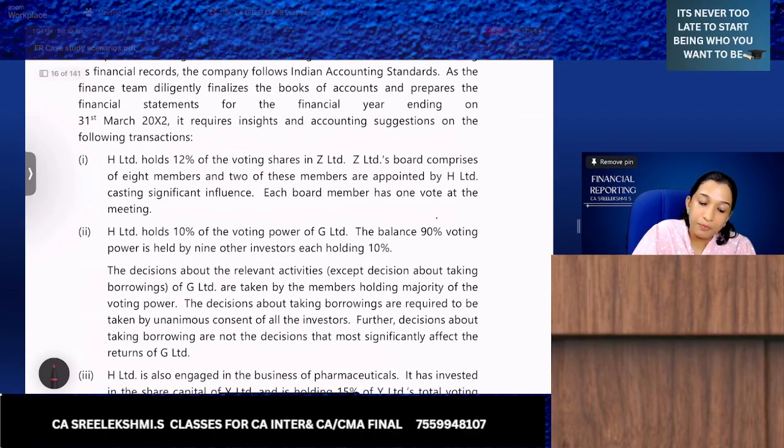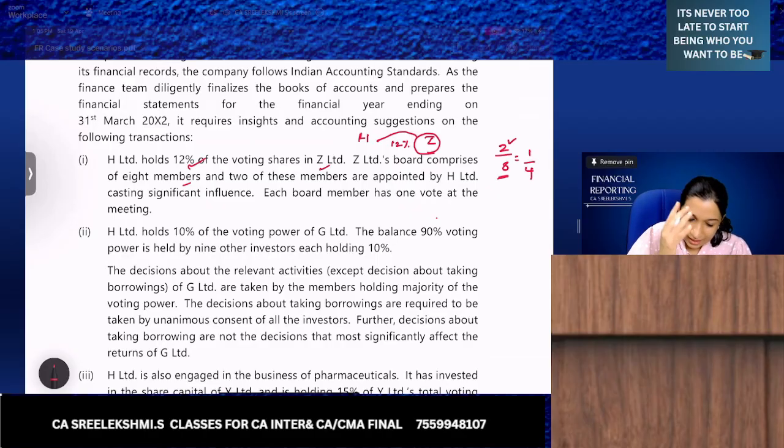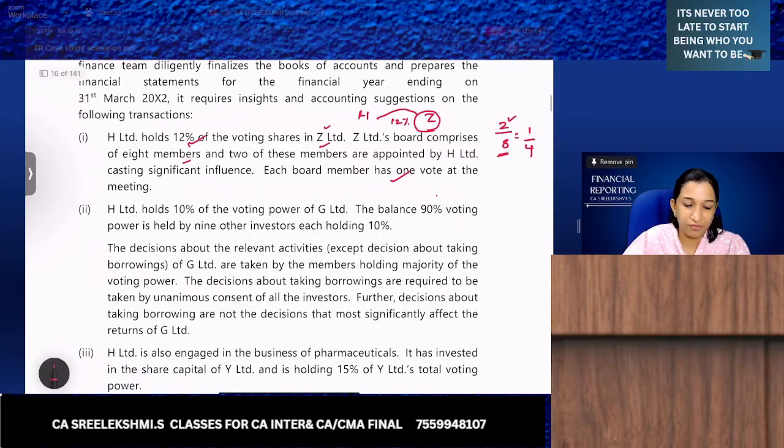H Limited holds 12% of voting shares in Z Limited. Z Limited's board comprises of 8 members and 2 of these members are appointed by H. So 2 by 8. So H in Z is only 12%. But Z's board of directors has 8 members of which 2, so 1 by 4 voting power is with H Limited. Each board member has 1 vote in the meeting. So here, if we have done Ind AS 28, we can say Z Limited is the associate of H. Let's find out what the question is. And there is significant influence.